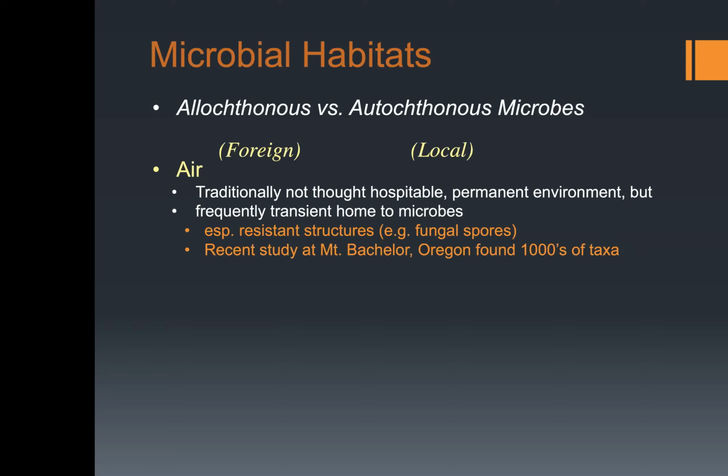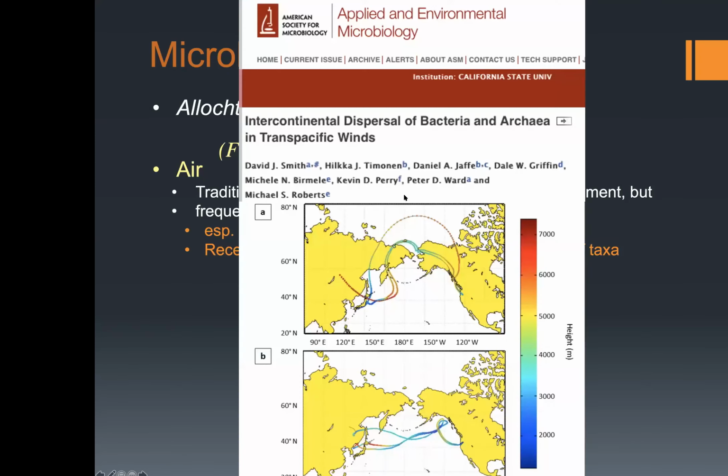Now, this was the view for a long time, but then there was a study done, and that's this study here, done, gosh, I guess it's been about 10 years. I can't remember what year this was. What they did is they went to the top of Mount Bachelor, which is kind of like Mount Shasta or Mount Lassen. It's one of the big volcanoes up in the Cascades. And they sampled the air there, at 10,000 feet or whatever. So you're way up there.